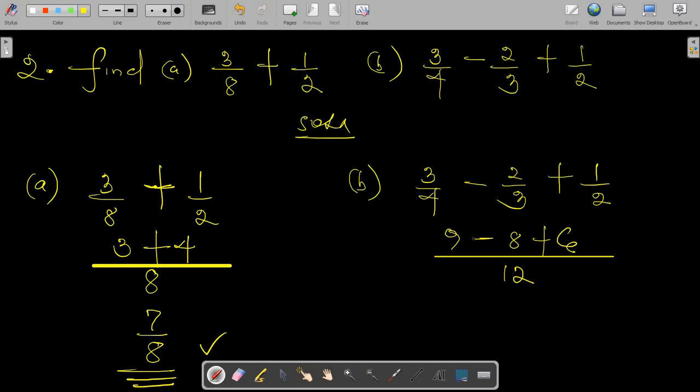So 9 minus 8, we have it to be 1. 1 plus 6, then definitely it is 7 all over the same 12. And that is definitely the answer to that question.